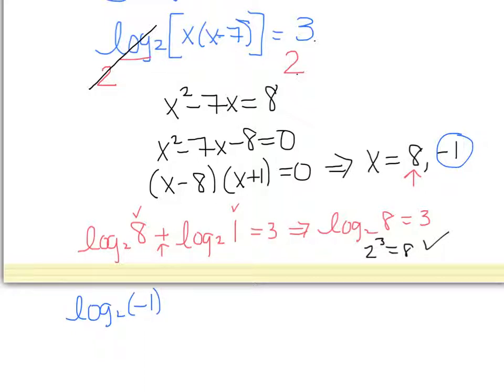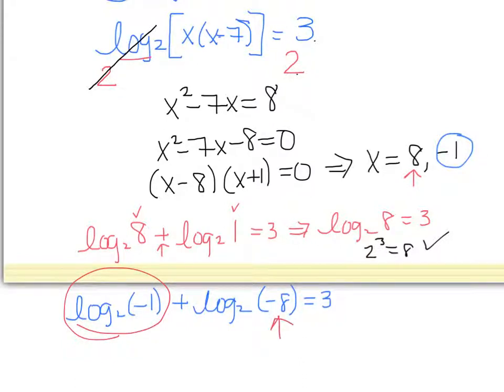Now, when we go to plug in this negative 1 here, we end up with log base 2 of a negative 1 plus log base 2 of negative 1 minus 7, or negative 8, equals 3. The big red flag is going to run in right here, where I have the log of a negative 1, and actually you have a log of a negative number here. Remember, you cannot take the log of a negative number, therefore negative 1 is not a solution, it's rather an extraneous solution. So we will not include it as one of our final solutions.